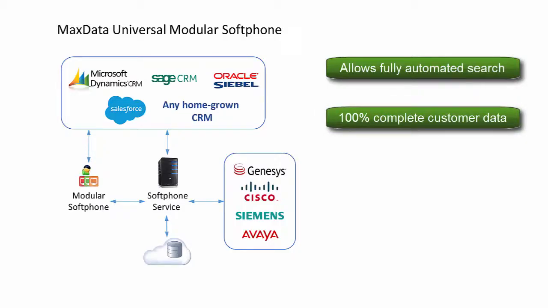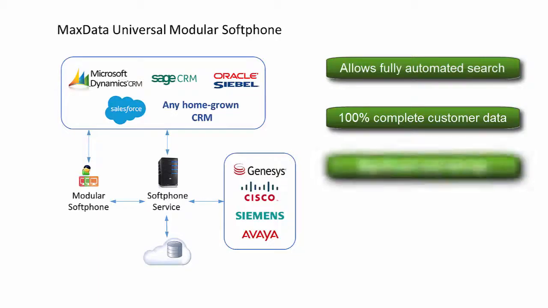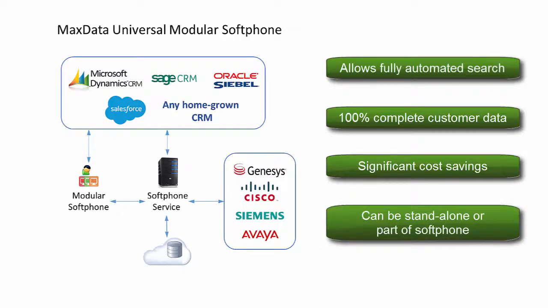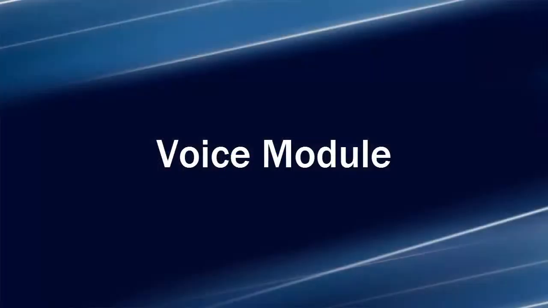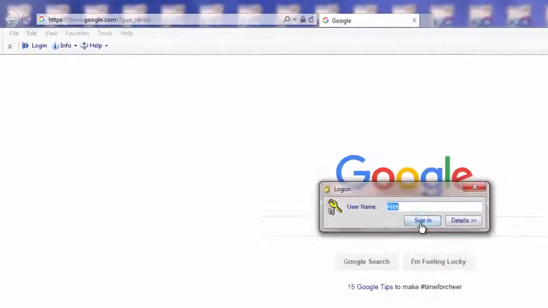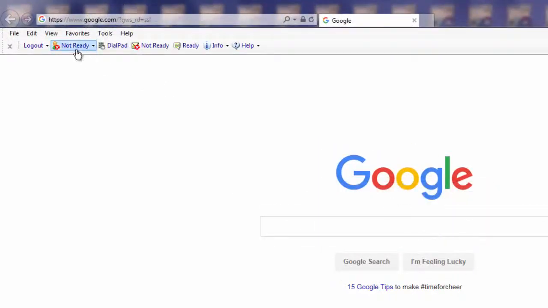Complete customer data and full automation will significantly reduce call handling time and can significantly improve the bottom line of your call center. Just like any other Softphone module, the CRM module is a standalone application that easily integrates with any softphone or hardphone. Let's look at the voice module. It has all Softphone voice functionality, and we will review a few basic features.